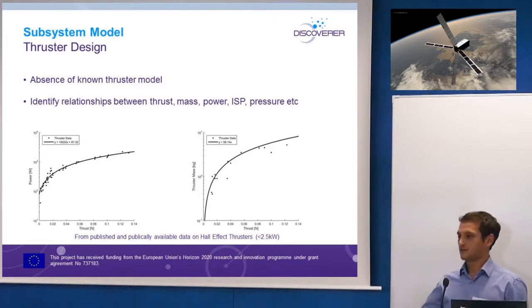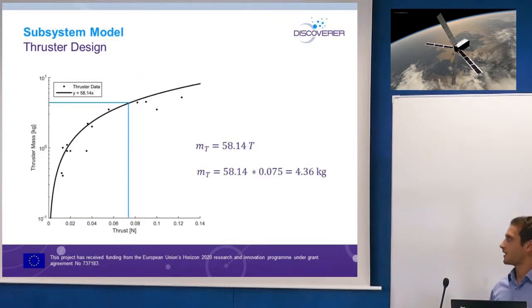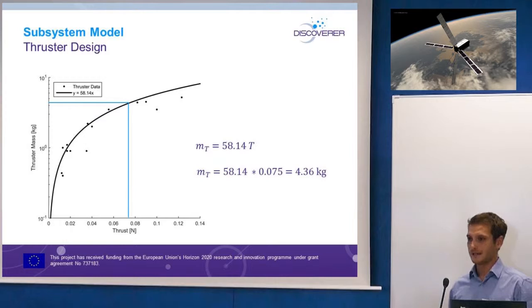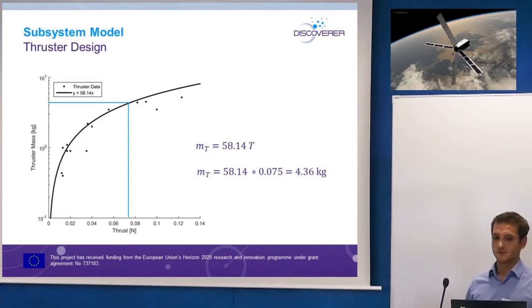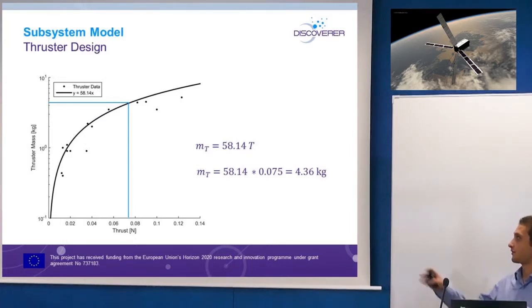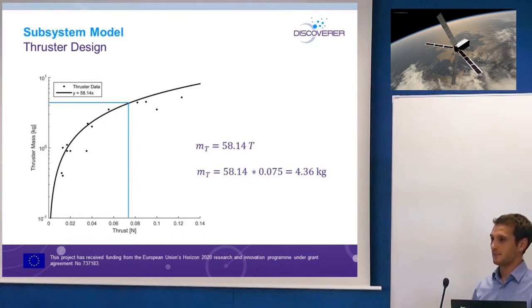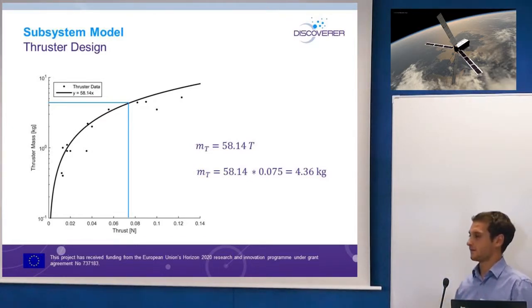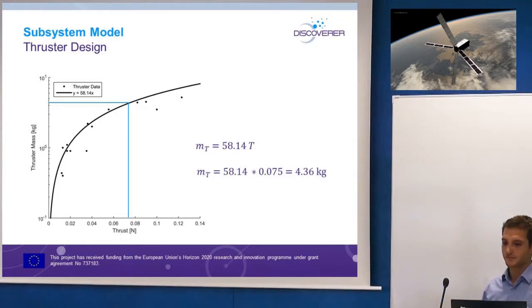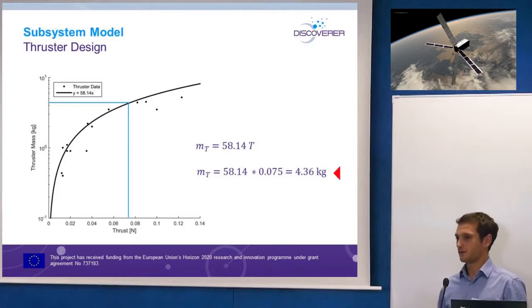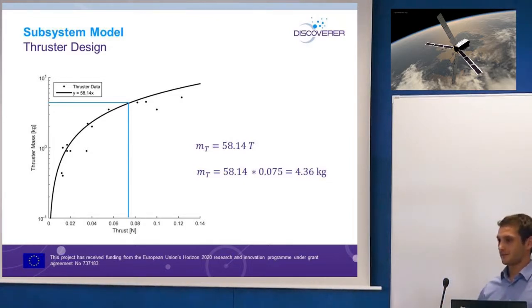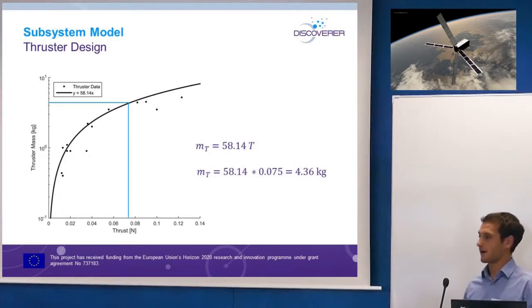And in this case, if we know our thrust is going to be 75 millinewtons, then we can draw basically up to the curve or solve the equation to get the mass of the thruster assembly. And then of course we can add on some additional mass for harnessing and pipe work, etc. And in this case, 4.36 kilograms. So a very, very simple method for estimating performance where we have sparse data or we don't have a design yet.